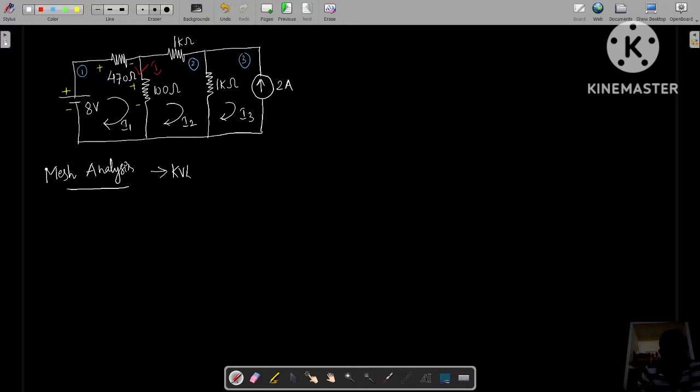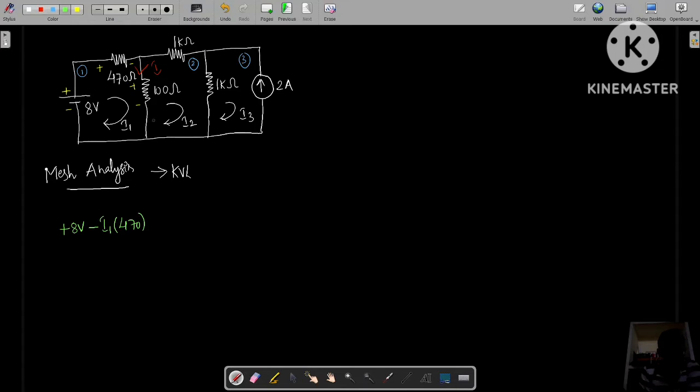Now if you see the current I1, this is the imaginary current we have assumed. This current is moving from negative to positive, so it is a voltage rise. A voltage rise is considered with a positive sign, so plus 8 volts. Here the current is moving from positive to negative, so it is a voltage drop, which I represent with a minus. How can you obtain the voltage across a resistor? Voltage across a resistor is the product of the current flowing through that resistor and its resistance value. So it is minus I1 into 470.